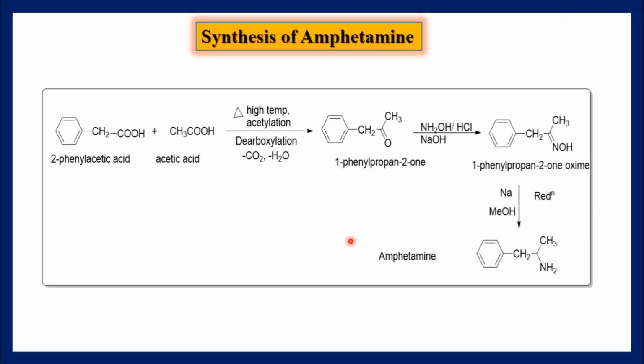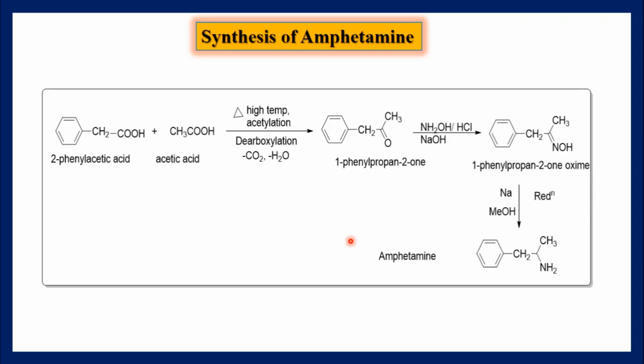This amphetamine is a derivative of phenyl isopropylamine. It is optically active, and the dextro form is found to be more potent than the levo form. It is used in the treatment of narcolepsy and alcoholism. The side effect of amphetamine is that after prolonged use, it results in a psychotic state of suspicion and paranoia.